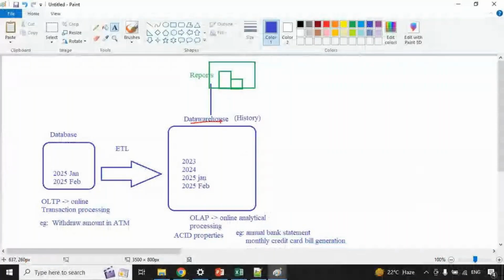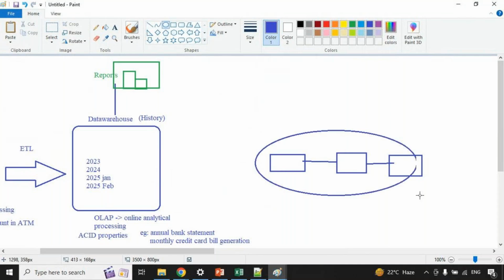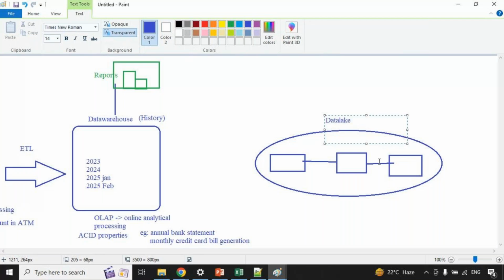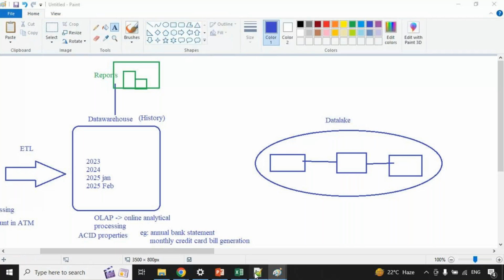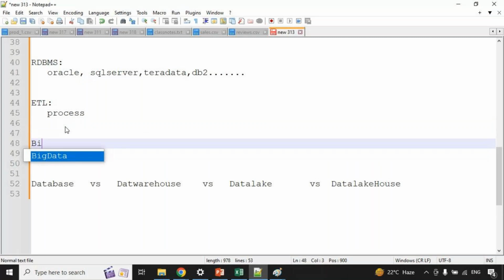Here, as the data is increasing nowadays, the traditional data warehouse is not able to handle it. That's why the data lake came into the picture. In the data lake, multiple systems are connected and we build the data lake. Mainly, guys, the data lake came into the picture to handle big data.